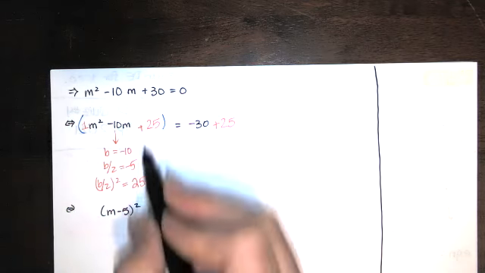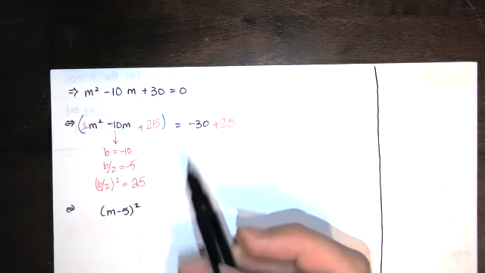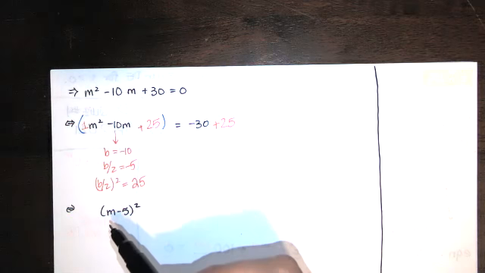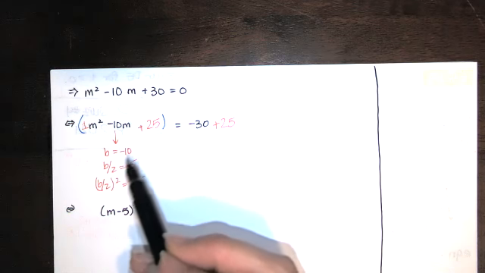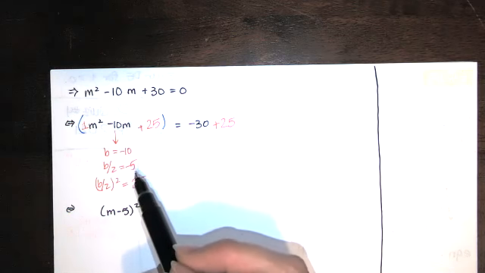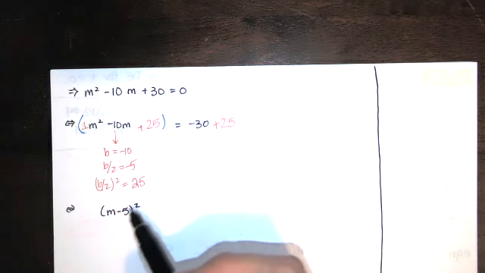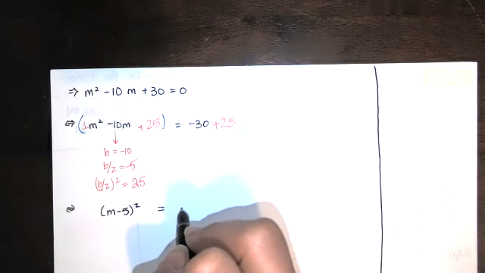M minus 5 squared turns out to be equal to m squared minus 10m plus 25. So you're asking yourself, what 2 numbers multiply to give me 25 that add to negative 10? It's going to be negative 5 and negative 5. Turns out to always equal this number right here, the b over 2. So we're going to have m minus 5 squared, and that will equal this negative 30 plus 25, which is negative 5.